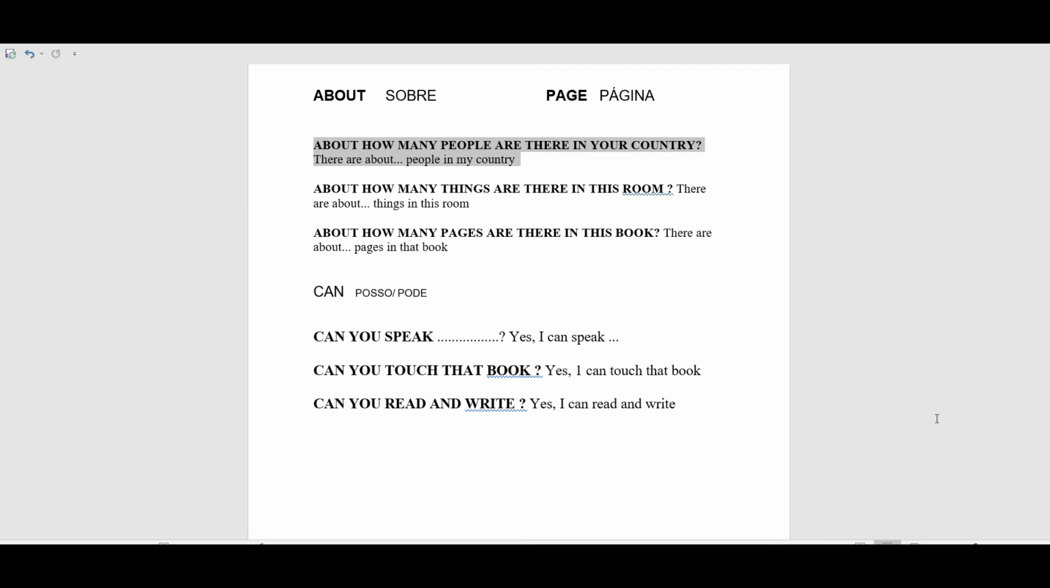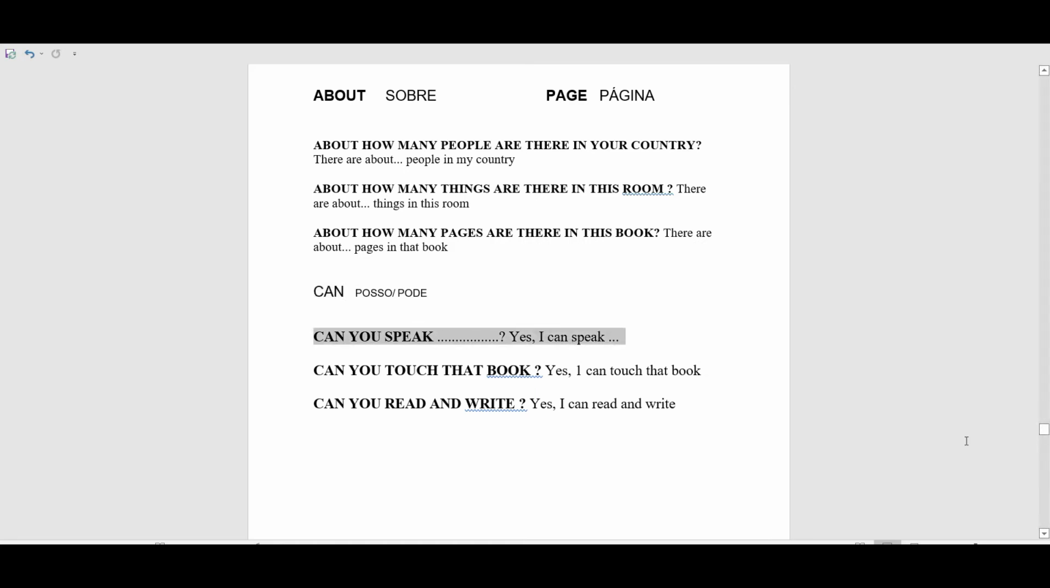About. How many people are there in your country? There are about people in my country. About how many things are there in this room? There are about things in this room. About how many pages are there in this book? There are about pages in this book.